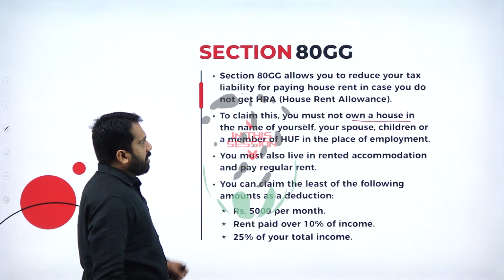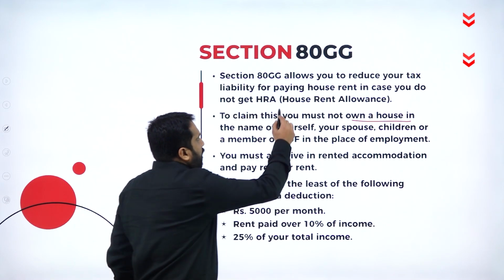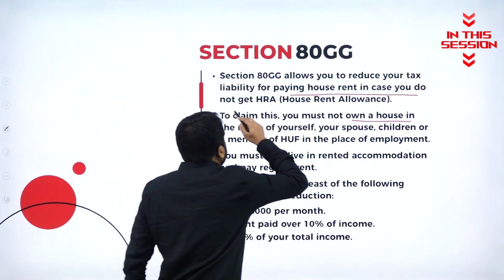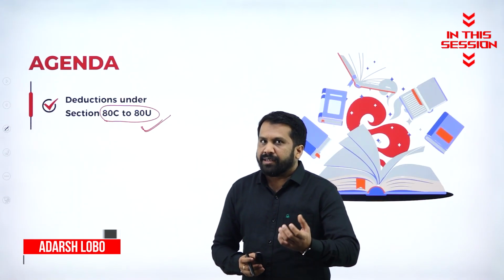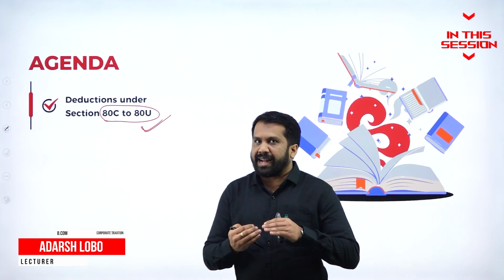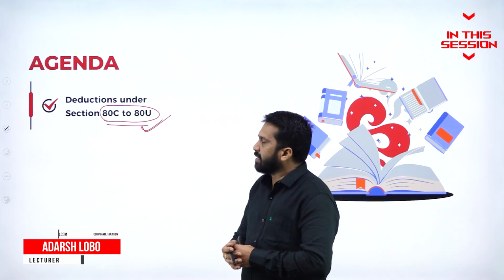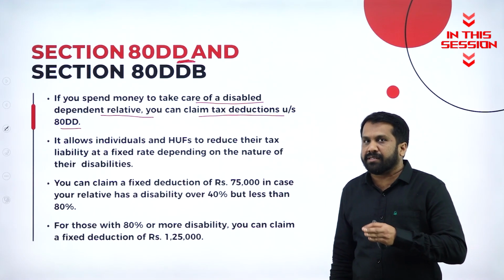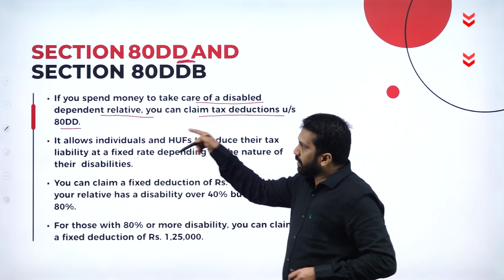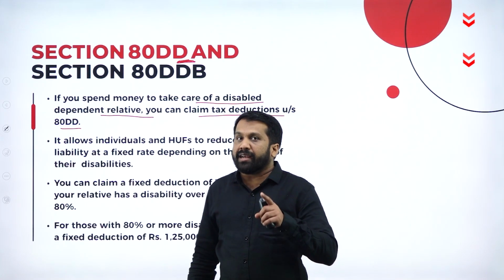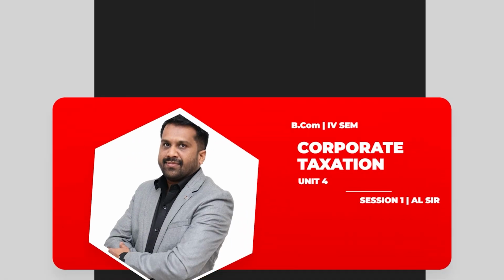80GG allows you to reduce your tax liability for paying house rent in case you do not get HRA. Whenever you calculate your tax, to avoid taxation, you have to go with a few deductions. Those deductions are only called 80C to 80U. If a person has a certain disability and you are taking care of that person, you can claim a deduction.